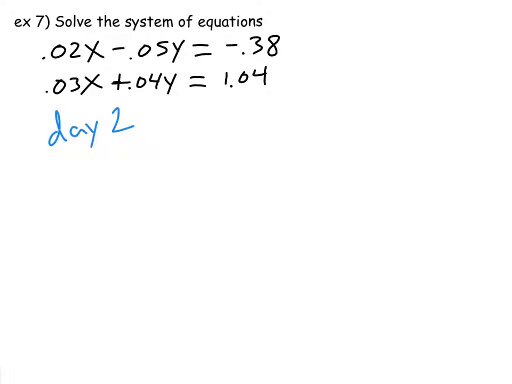So what I'm going to do, because if I'm doing elimination, decimals are not ideal. All right, and if I can get rid of them, I want to. So I notice with this first one, I would prefer 2x minus 5y equals negative 38. And for the second one, I'll take 3x plus 4y equals 104.